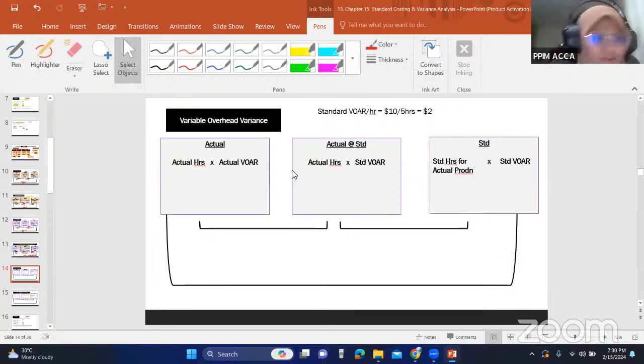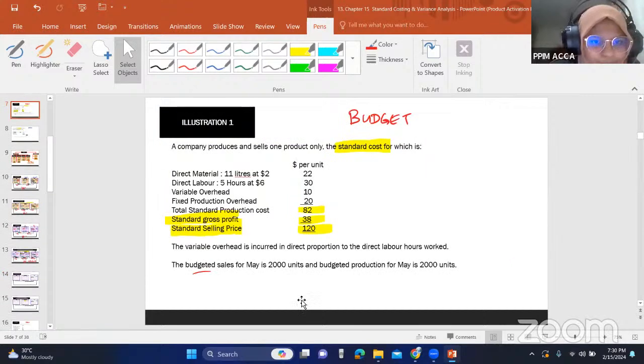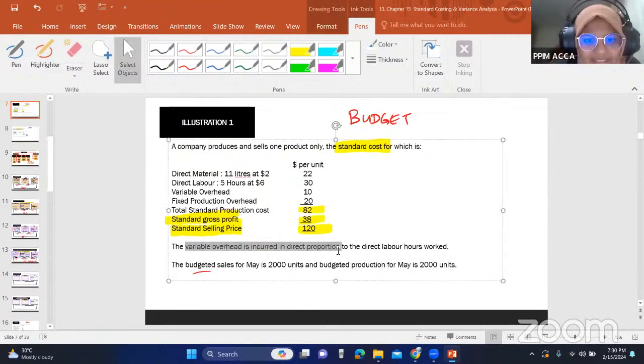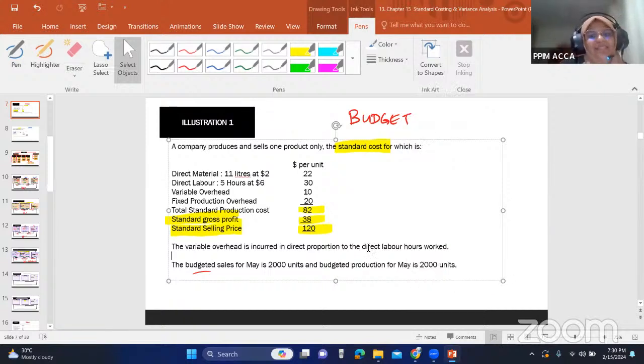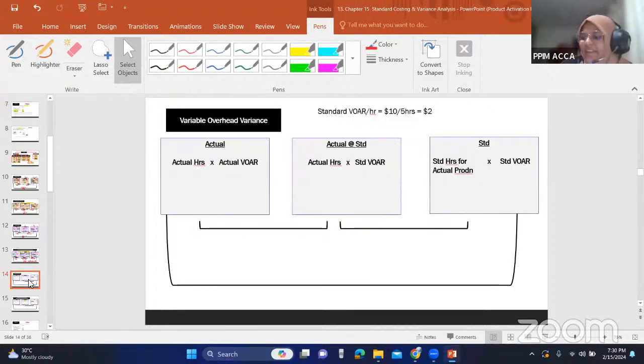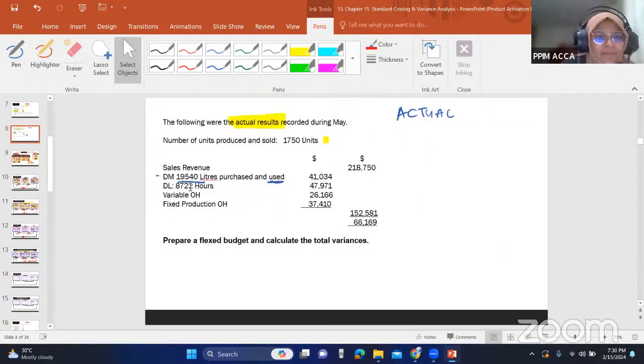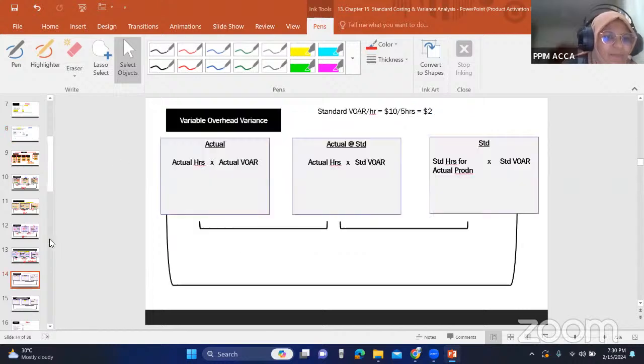Now, in the question, they're telling you variable overhead is incurred in direct proportion to direct labor hours, right? So what that means is these actual hours that they're asking, you can put in the direct labor hours itself. So we have actual hours now. So you need to put the actual direct labor hours. So from the question, direct labor was 8,722.